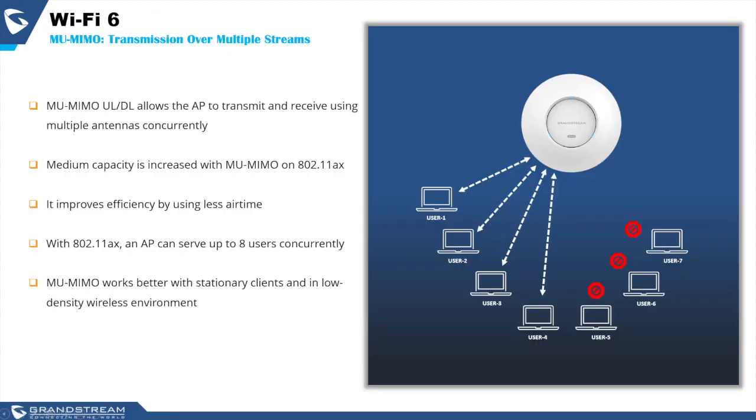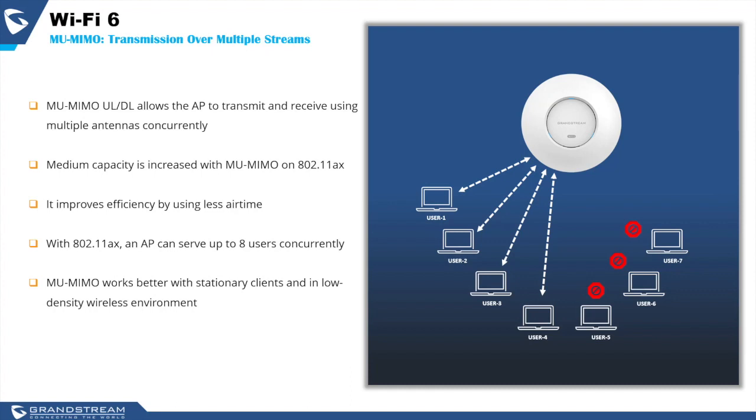The first Wi-Fi 6 enhancement is multi-user MIMO for both upload and download. Because multi-user MIMO with Wi-Fi 5 or 802.11ac works only for download, which is the traffic from the access point to the wireless client. So now with wireless clients that support Wi-Fi 6, we can have multi-user MIMO for both upload and download. Of course, the wireless client needs to support Wi-Fi 6 for this to happen.